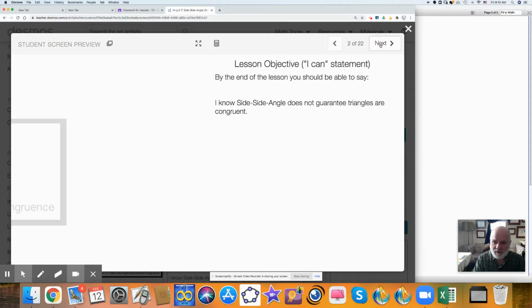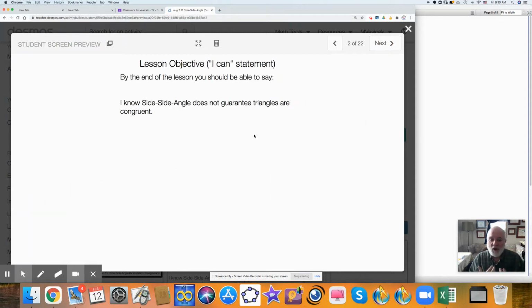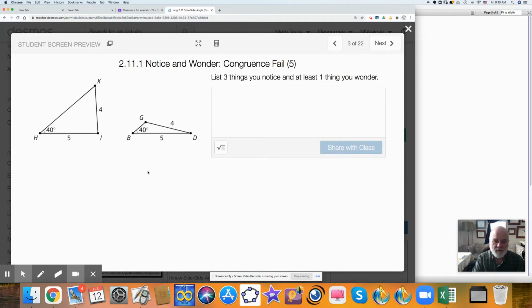By the end of the lesson, you should be able to say, I know side-side-angle does not guarantee triangles are congruent. You should also be able to say, I know when it does guarantee that they are congruent. So the first thing we have are two figures. What do you notice? What do you wonder?